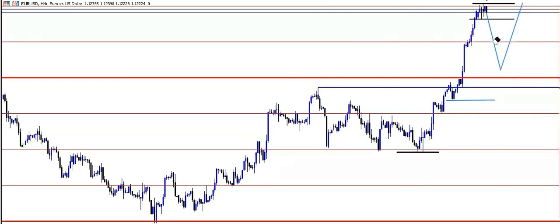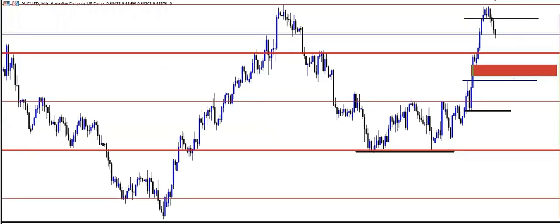So I think it's similar stuff across the board. This is AUDUSD.